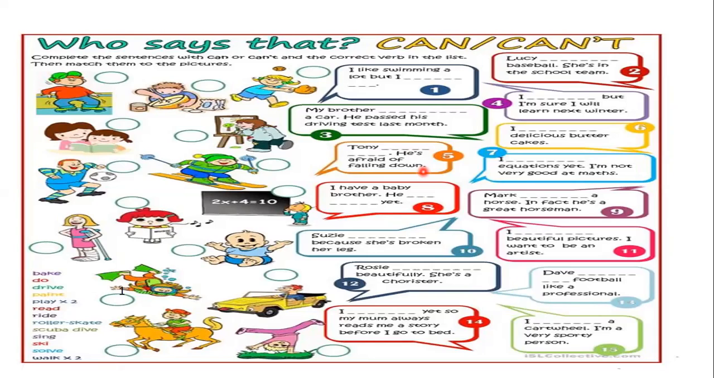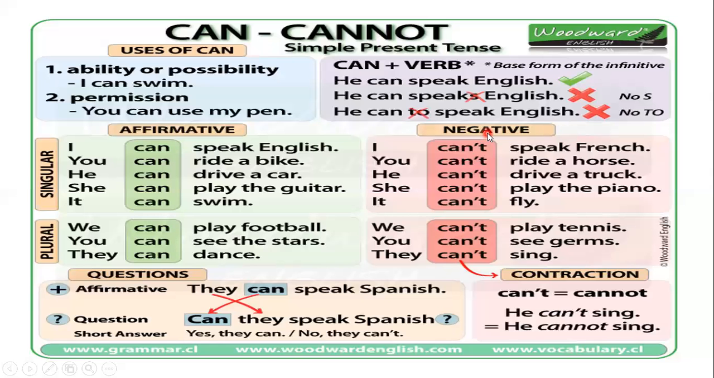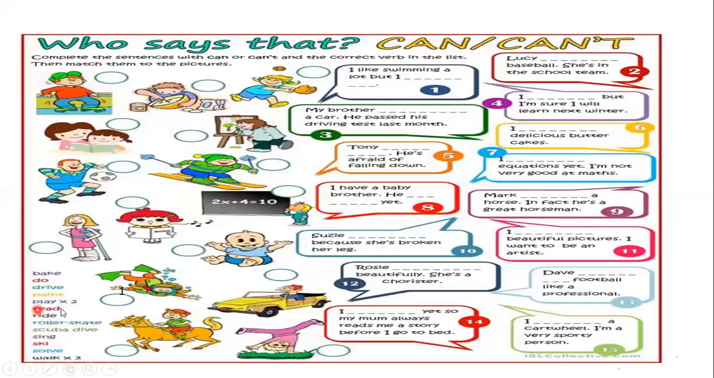Okay, let's see. Number six. Delicious butter cakes. I can cook. Yes, maybe we are talking about this drawing, right? I can cook, or bake, right? Excuse me. In this case, we are using bake, right? I can bake. Delicious butter cake. Yes, that's the right answer. Okay, number eight.